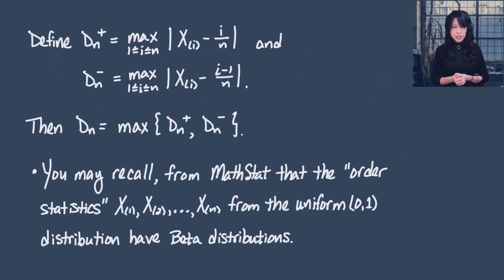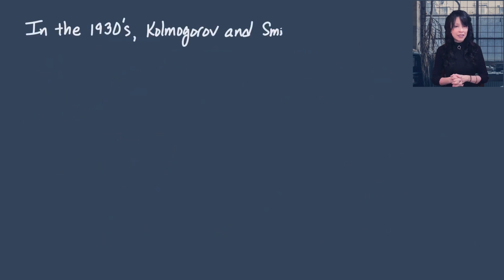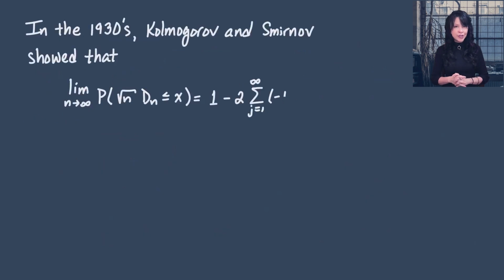In the 1930s, Kolmogorov and Smirnov showed that the limit as n goes to infinity of the probability of the square root of n times the statistic that we're working with being less than or equal to x is equal to this expression here. It doesn't look like too much fun to work with, but there's a lot of information in it that I think we can use.